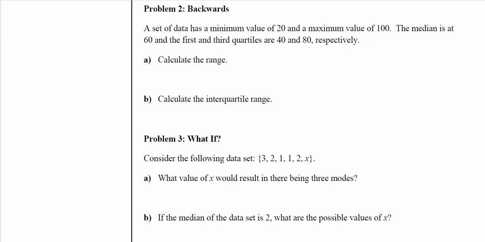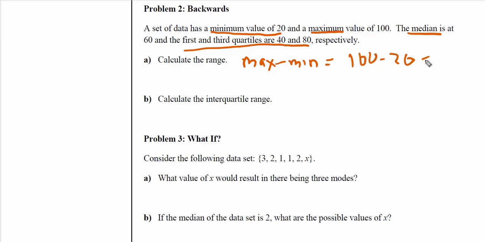Here we are given a minimum, a maximum, the median, and the first and third quartiles. Let's calculate the range. The range is going to be the max value minus the minimum value, which in this case would be 100 minus 20, which ends up being 80. So our range for this data set is, and actually we weren't even given the data set. We just know that a set of data has these properties to it. So whatever the data set is, we do know that it has a range of 80.